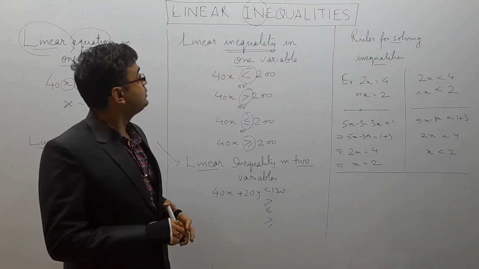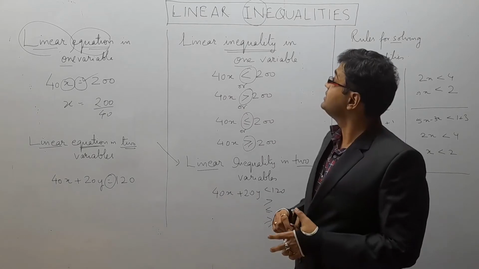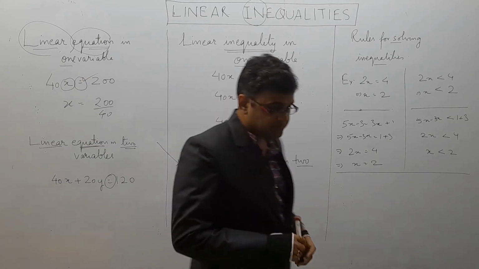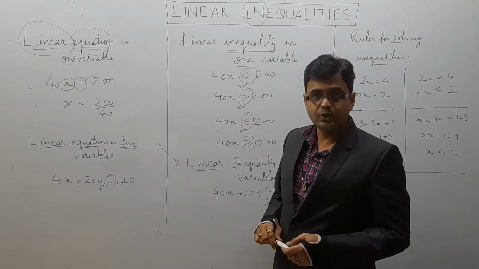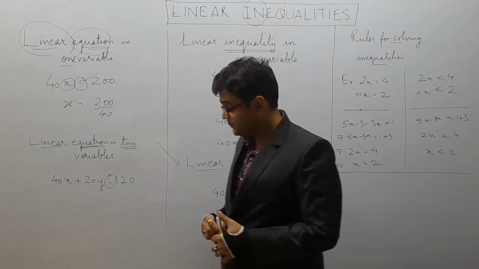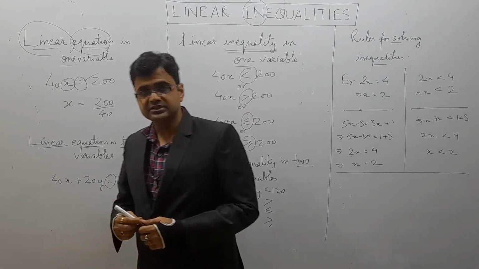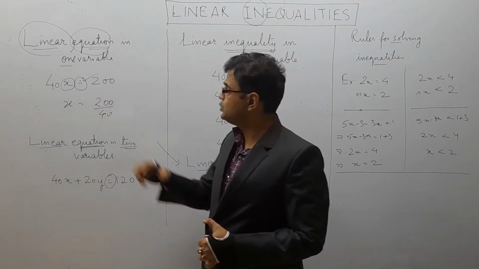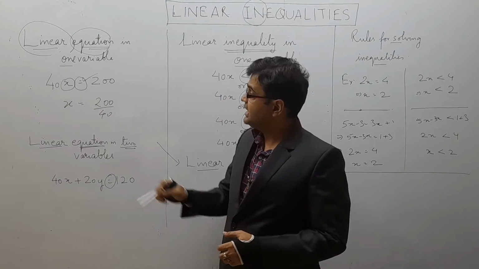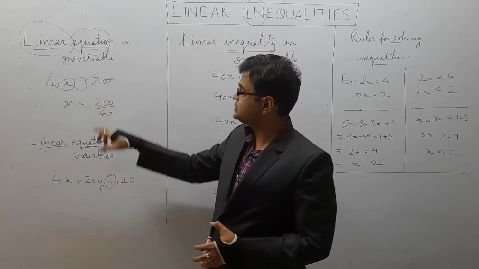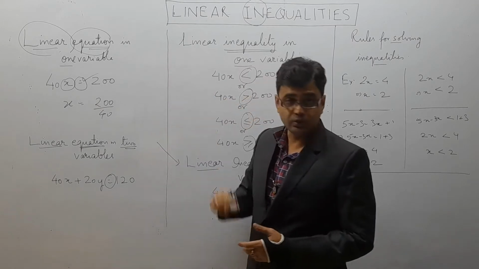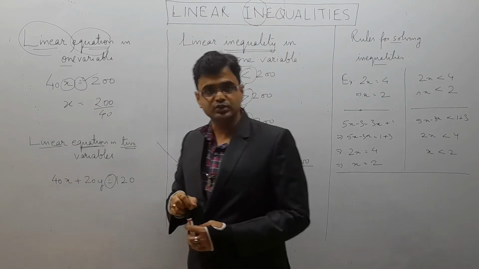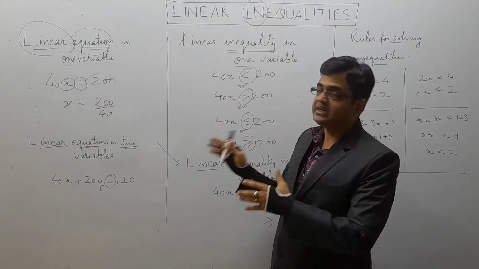Hello students, today I'll cover the chapter on linear inequalities. It is a chapter of class 11 mathematics. Till class 10th, you must have studied equations. It's quite a familiar term. Equation means we have some relation between two terms or two mathematical expressions, and in between is the equal to sign, right? This is equal to 200. So if there is an equal to sign, that means it is an equation.